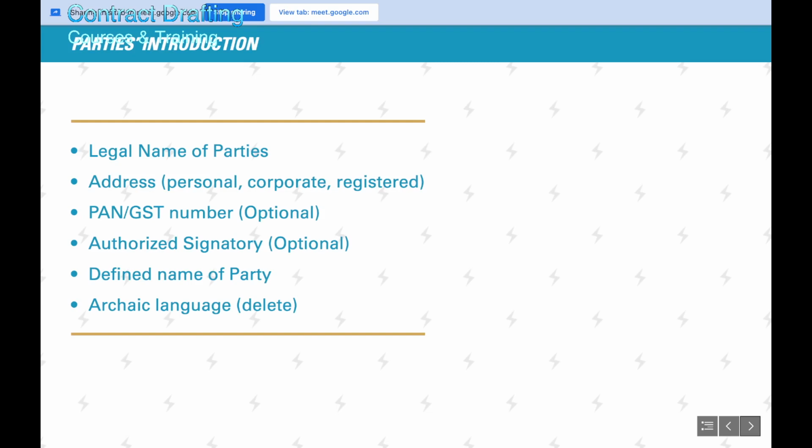PAN and GST number is an optional item. If you want to include it, it is fine, but it is not necessary. Then the authorized signatory is also optional to include in the introductory sentence. Then the defined name of the party, so I'll come to that later. And if there is any archaic language, you should delete or modify it.